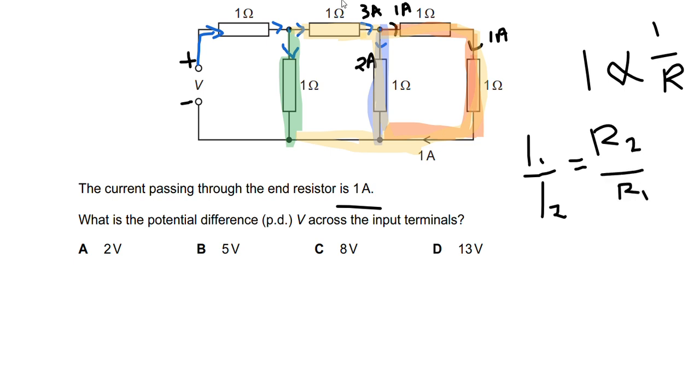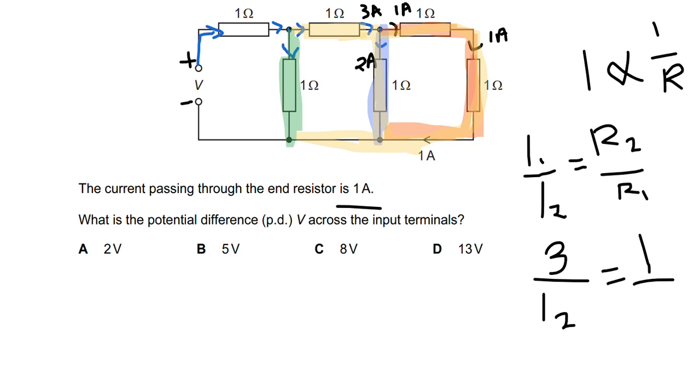So essentially, what is our I1 and what is our I2? The current that's passing through this part of the circuit is our I1, so that's 3 amperes, and I2 is the current that's passing through this resistor here. That's what we're trying to find, right? And so the resistance 2 is simply this 1 ohm, divided by the resistance 1.